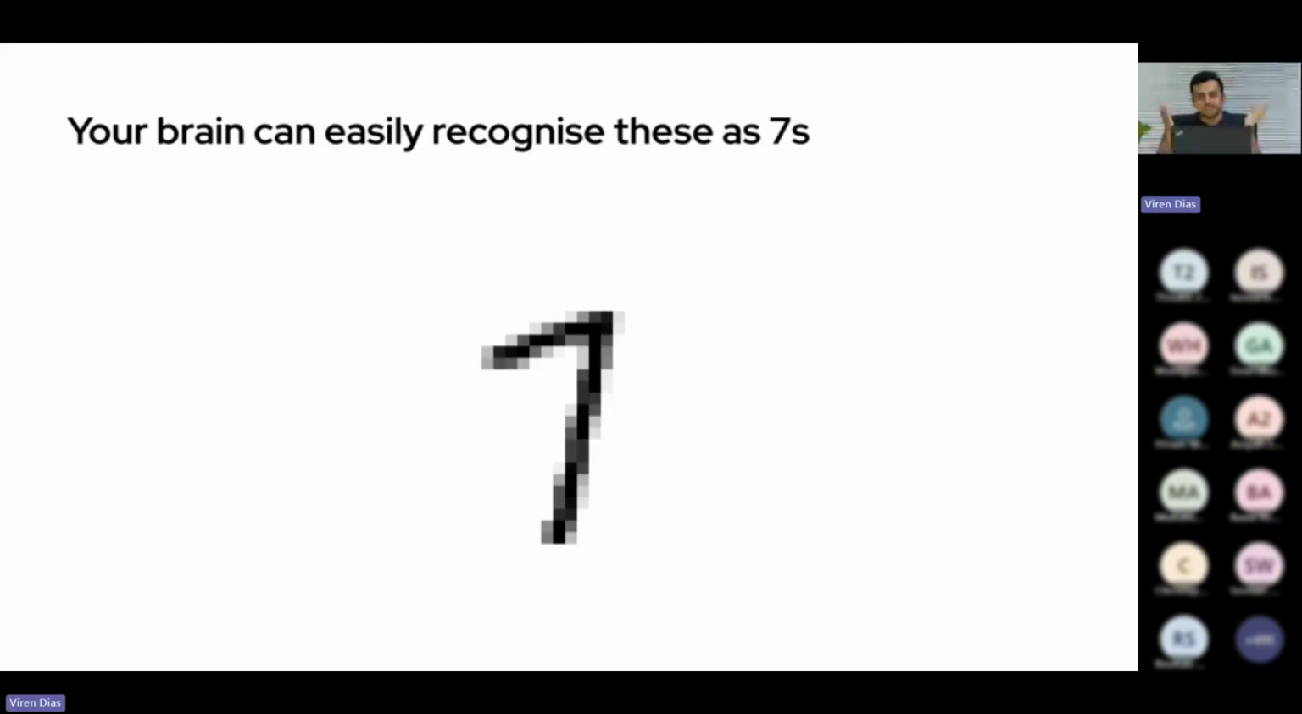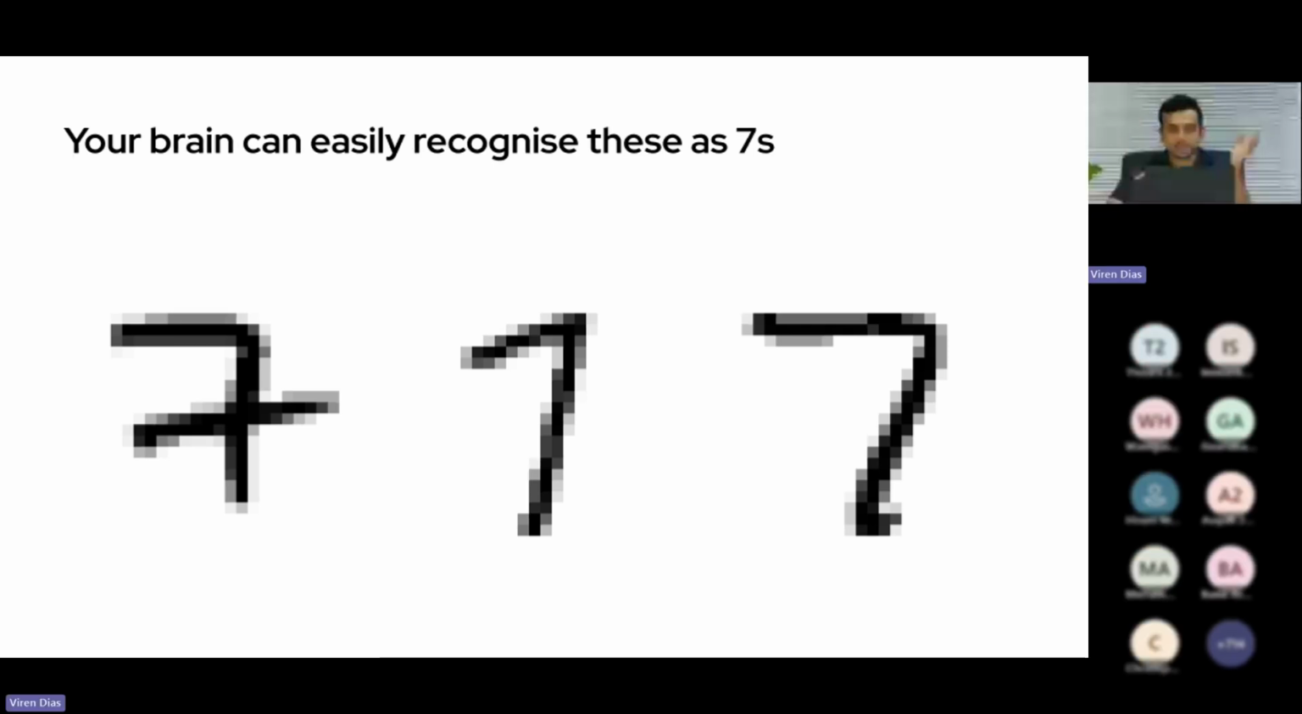Okay, so this is a 7. It's poorly written. It's a handwritten drawing, and it is at a very low resolution of 28 by 28 pixels. But it's easily recognizable as a 7, and your brain has no problem recognizing this as a 7. And your brain is incredibly clever because it can recognize this as a 7 as well as this.